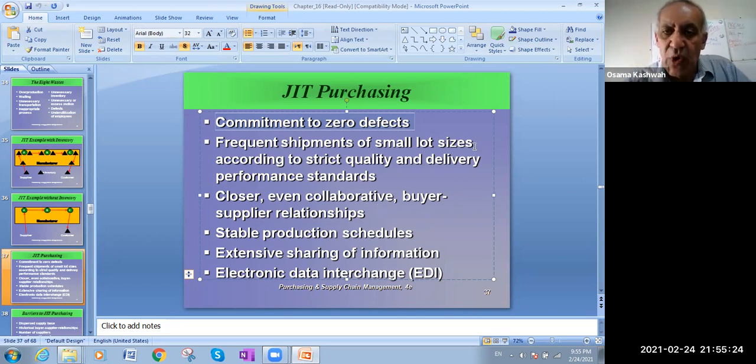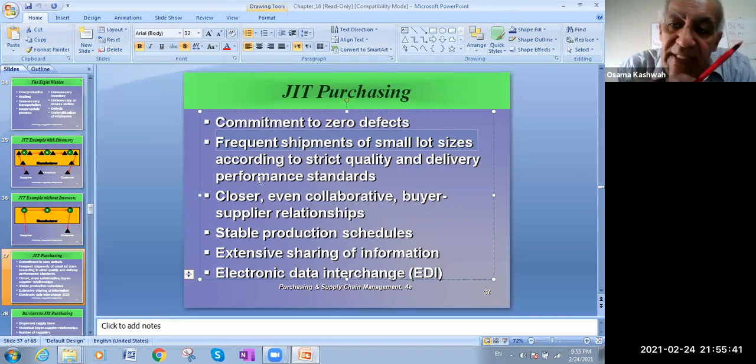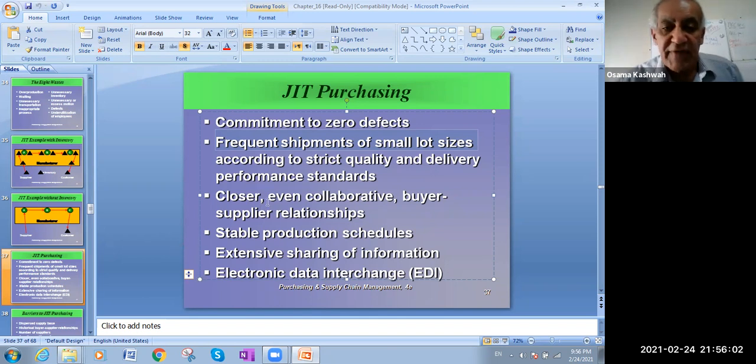Frequent shipments, in small lot sizes. So I don't depend on giving big bulks with a long period between them. I depend on giving small amounts, and the period between them is shorter. So the frequency of sending the supplies or the raw materials will be higher, based on JIT purchasing. JIT means just-in-time purchasing. A closer, even collaborative buyer-supplier relationship, because we are always in contact.